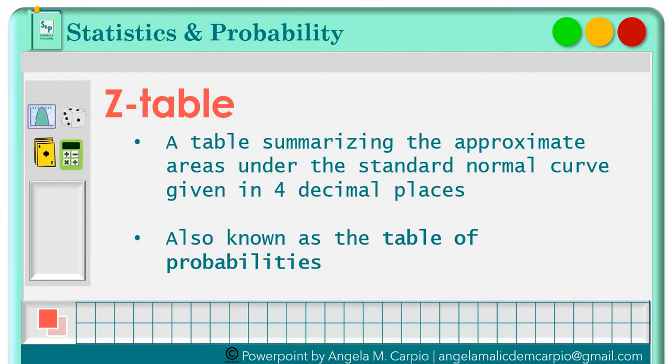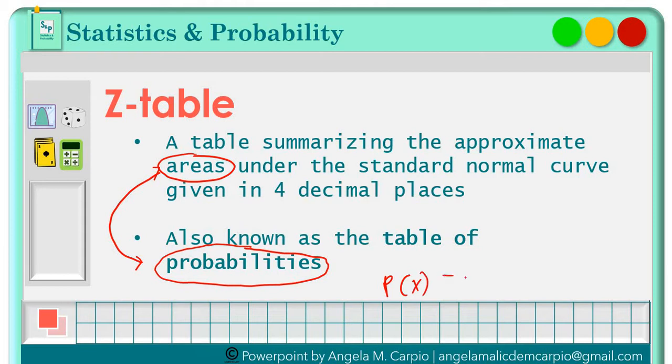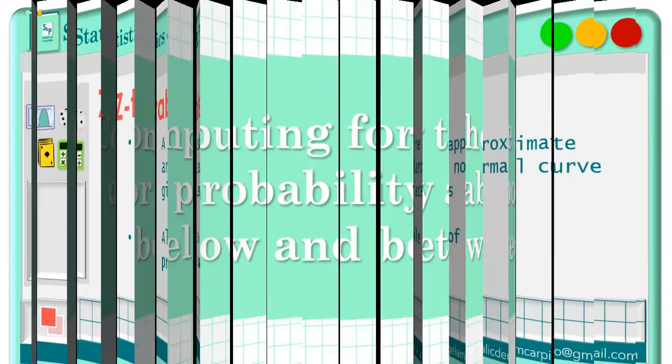So z-scores can be found on the z-table, and the z-table will simply give us the summary of all the z-scores. So this is simply a table summarizing the approximate areas under the standard normal curve given in 4 decimal places. So what is the content of the z-table? The content of the z-table is simply the probability values or the so-called areas. So here we can say that the probability is the same as the area. So once you are asked to solve for a probability, it is also the same as solving for the area.